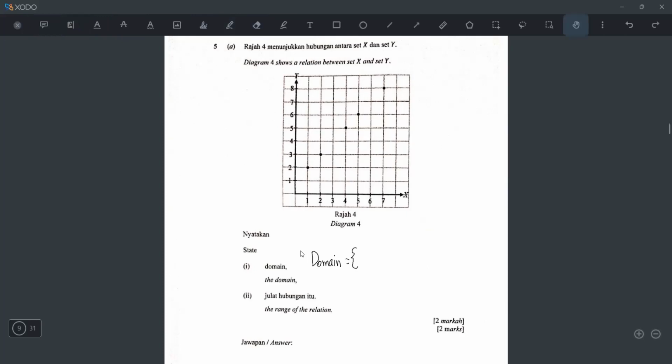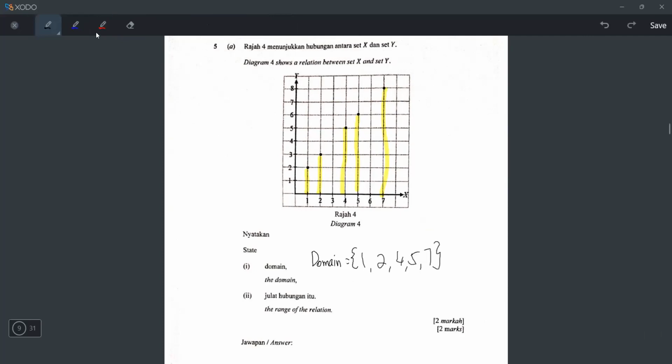But if you look at this carefully, the domain is on the x-axis, right? Because they give it in the form of a graph. So it's actually 1, 2. The 3 is like nothing here, so we will not take that. 4, 5, and 7. So the domain is 1, 2, 4, 5, and 7.